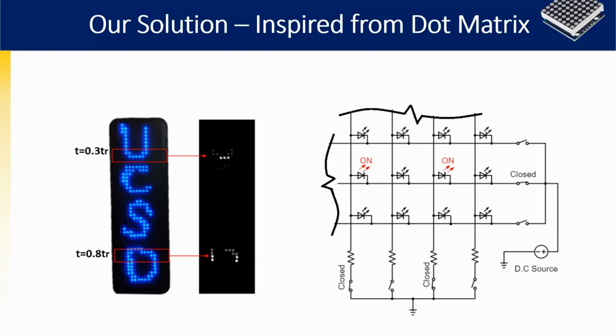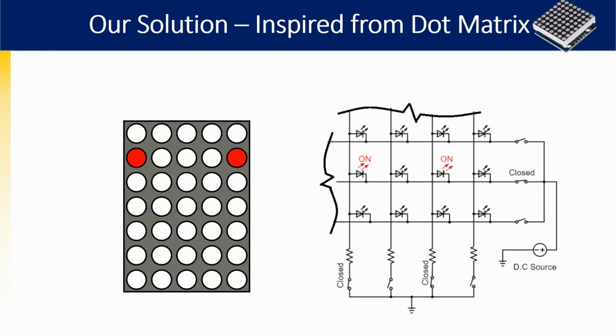As shown here in the image, you can see that although the LED display appears to be on, displaying letters UCSD, an image captured with a high-speed camera shows that only a set of LEDs are on at the same time. We take inspiration from how a dot matrix display works by controlling the flow of electricity through each row and corresponding column pair to control every individual LED.